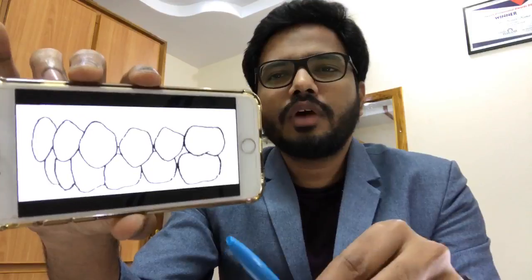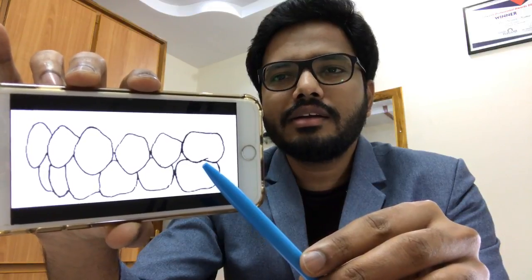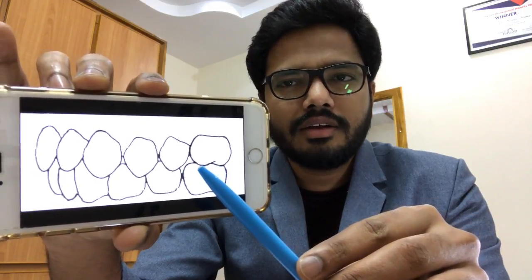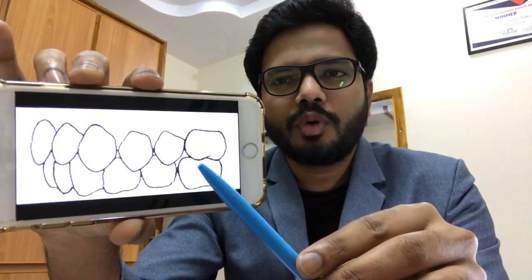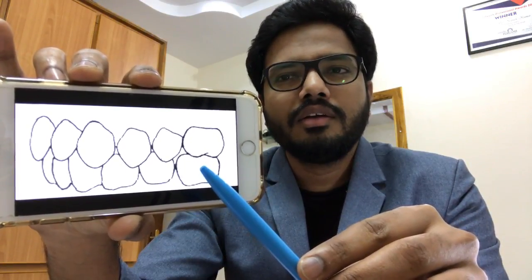See, there are certain important points, right? So we started with this basic question, right? So as you can see here, this is the upper arch and this is the lower arch, right? The triangular ridge of the upper mesiobuccal cusp coincides with the buccal groove of the lower first molar, right? So that is Angle's class 1 malocclusion.